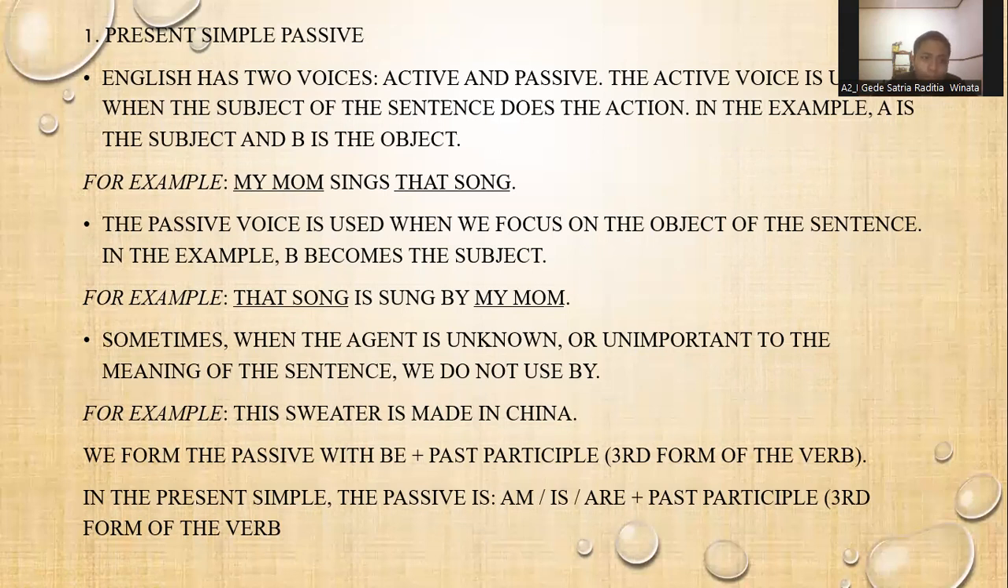The song is the object. The passive voice is used when we focus on the object of the sentence. In the example, B becomes the subject. For example, the song is sung by my mom. The song is the subject. My mom is the agent. Sometimes when the agent is unknown or not important to the meaning of the sentence, we do not use by. For example, this sweater is made in China. We form the passive with be plus past participle of the verb. In the present simple, the passive is am, is or are plus past participle of the verb.